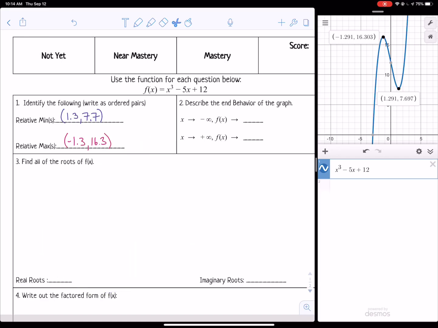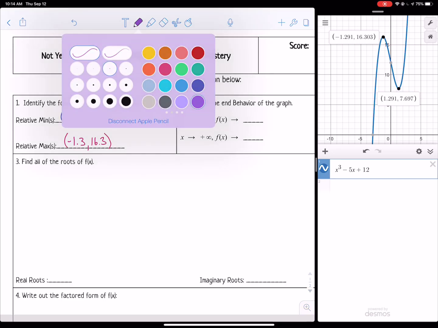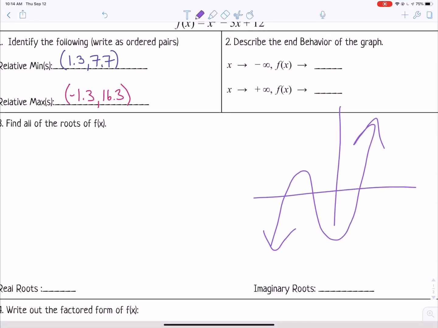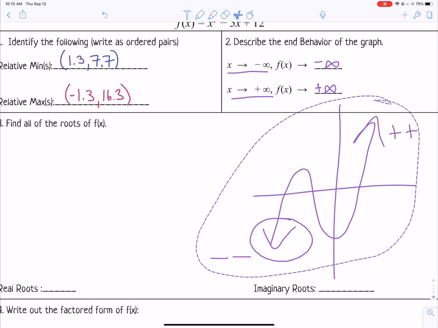It says describe the end behavior of the graph. So actually, let me draw that again real quick. This graph is pointed toward the first quadrant, which is positive, positive. So we would say as x approaches positive infinity, y approaches positive infinity as well. And then this other end of our graph is pointed toward the third quadrant where everything is negative. So as x approaches negative infinity, we'd say y approaches negative infinity. And that's all you need for that question.